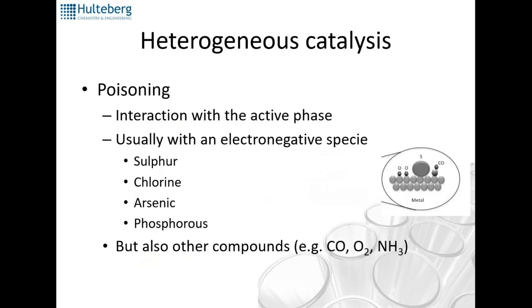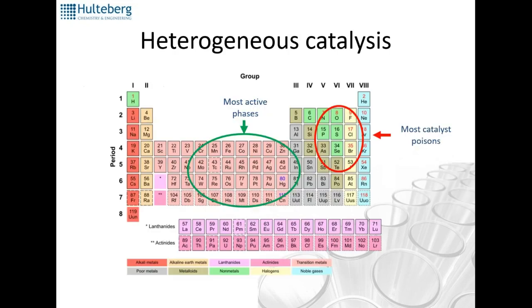Poisoning is a very strong interaction with the active phase. It's usually an electronegative species like sulfur, chlorine, arsenic, or phosphorus, but it can also be other compounds like CO, oxygen, or ammonia. And as already pointed out, we find it here to the right in the periodic table.